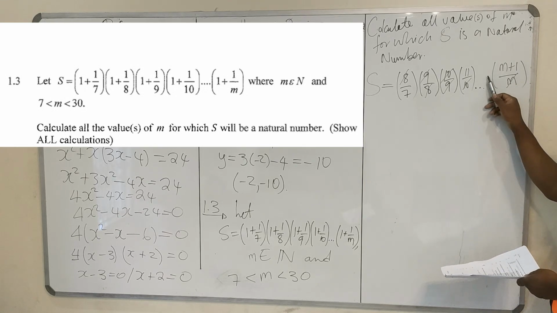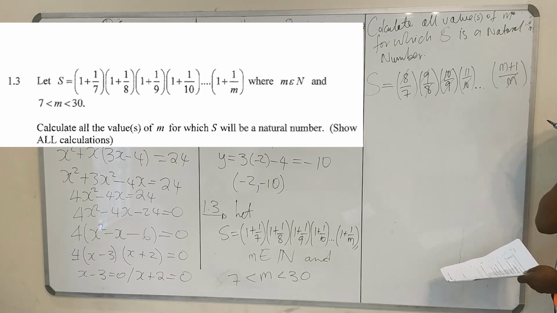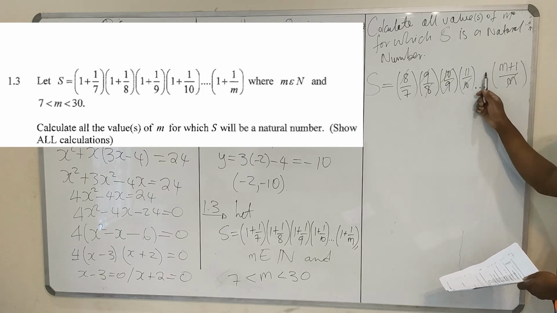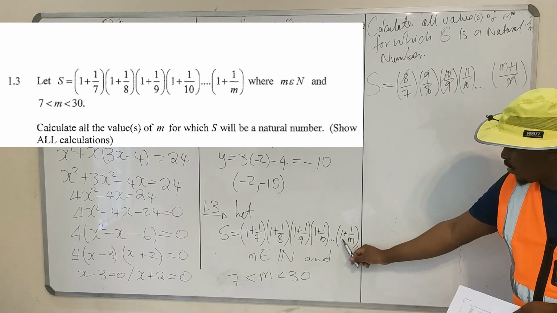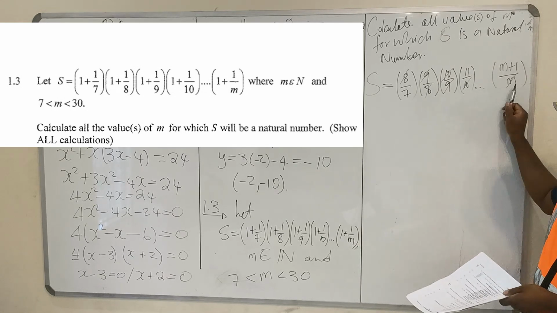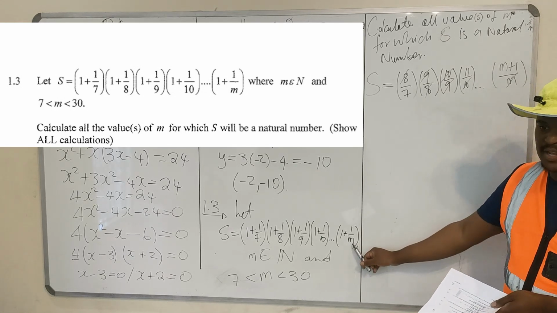Or do you want me to find the one before this one? Okay, if you say maybe we find this term here. This term was 1 over M, right? This one, the last one. So the one in front is 1 over M minus 1.